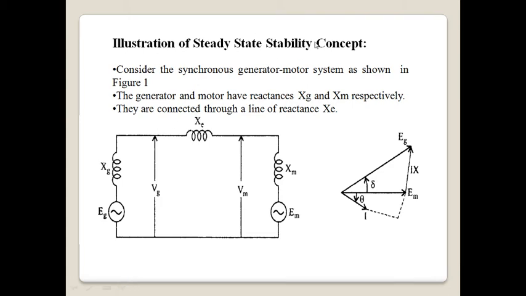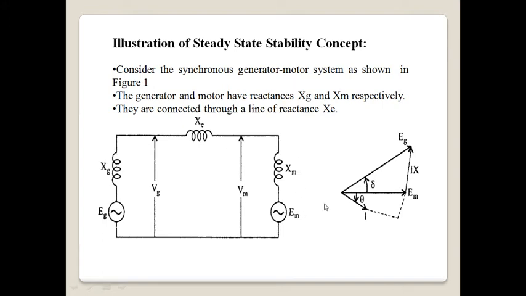Considering the synchronous generator motor system as shown in the figure. Here EG is the generator, EM is the motor. Xg is the generator reactance, Xm is the motor reactance. Vg is the terminal voltage of the generator, Vm is the terminal voltage of the motor. Xe is your line reactance.